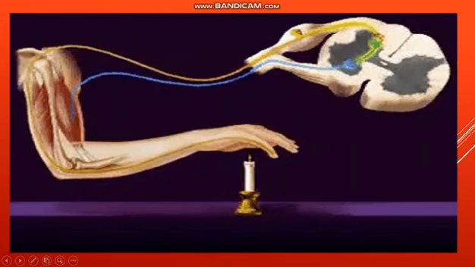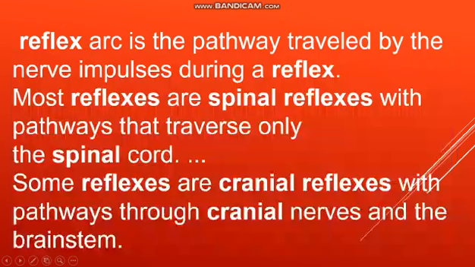This is another example here. So just see these. This is the stimulus, these are the receptors, then the sensory neuron, CNS, relay neuron, motor neuron, effectors, withdrawal of hand, that is the response. So this pathway of reflex action is known as the reflex arc. Reflex arc is the pathway traveled by the nerve impulse during a reflex.